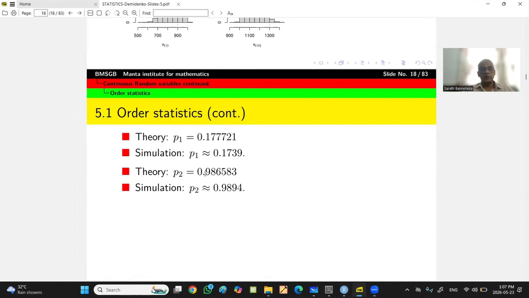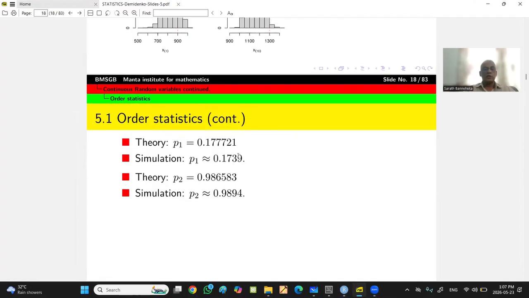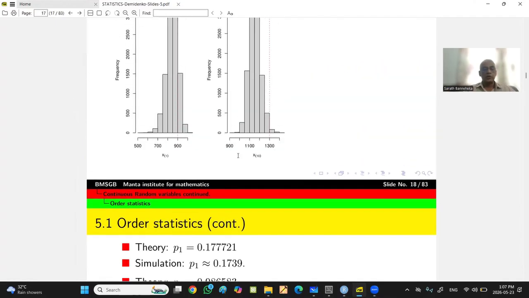This is my theoretical value for the second answer, second question. This is my simulation value that I got from this histogram, from 10,000 values. So I look at the number of values that I got for x1. I use the same commands that I used earlier to generate these. So I have values in x1. Now I find out how many values are greater than or equal to 900.